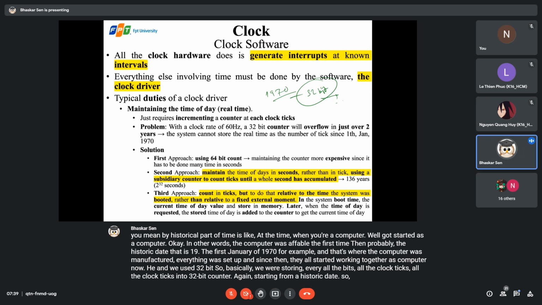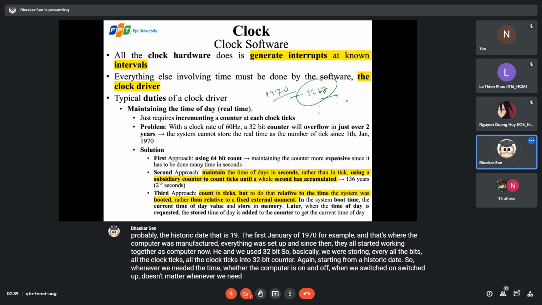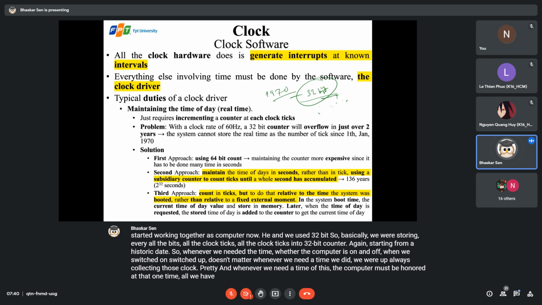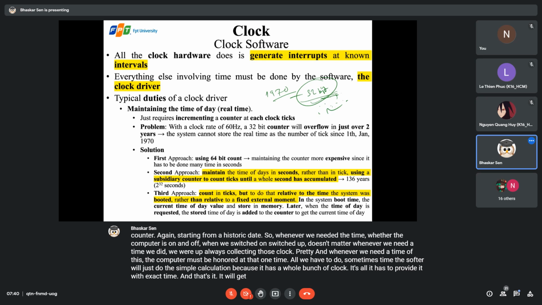So whenever we needed the time, whether the computer is switched on or off doesn't matter, we were always collecting those clock ticks. And whenever we needed time, and obviously the computer must be on at that point, all the software has to do is a simple calculation, because it has a whole bunch of clock ticks. All it has to do is divide by the exact time, and that's it. It will get the perception of time, and it will display it on the screen straight away.